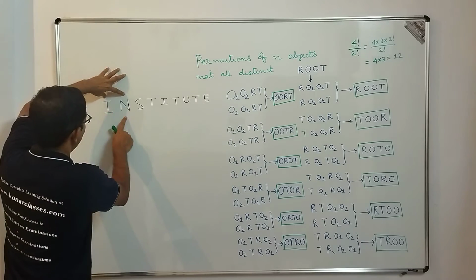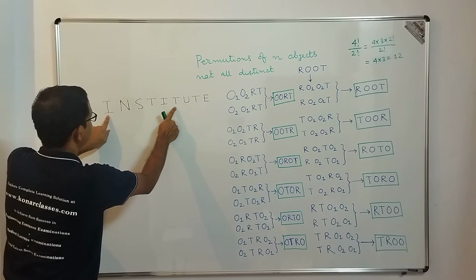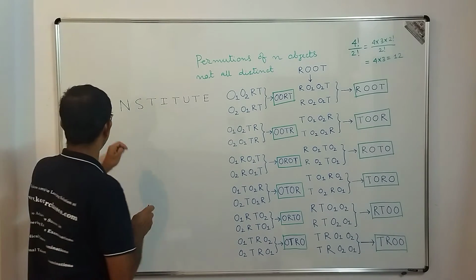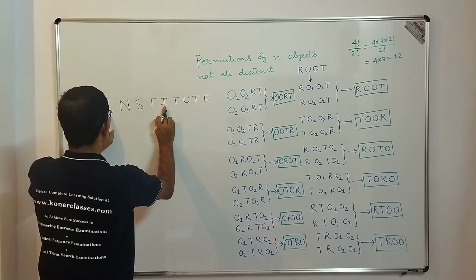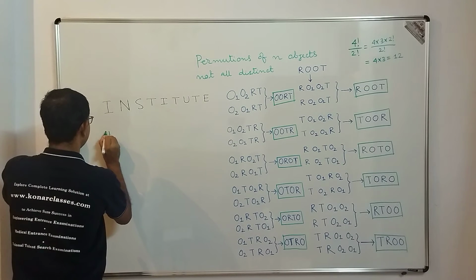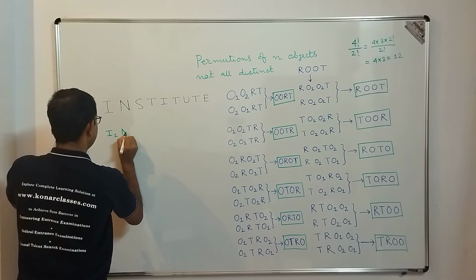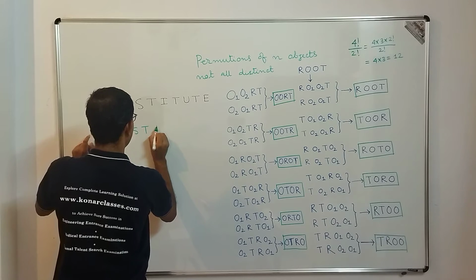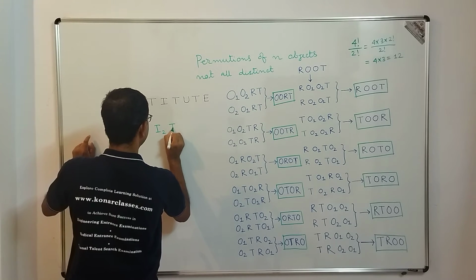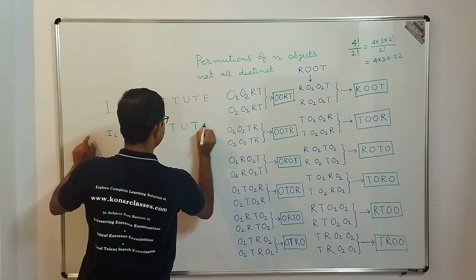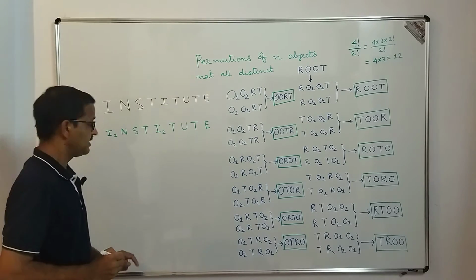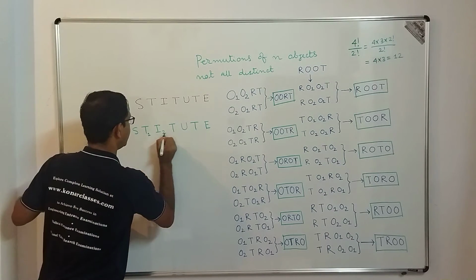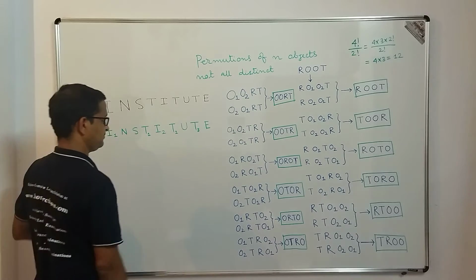1 2 3 4 5 6 7 8 9. Now out of these 9 letters, let us not treat the two I's as different. Instead we can take I1, N, S, T, I2, T, U, T, E. Similarly, let us not treat the T's as the same, so let's make T1, T2, T3.